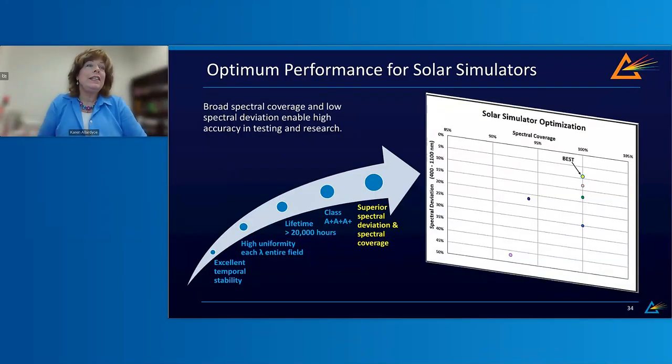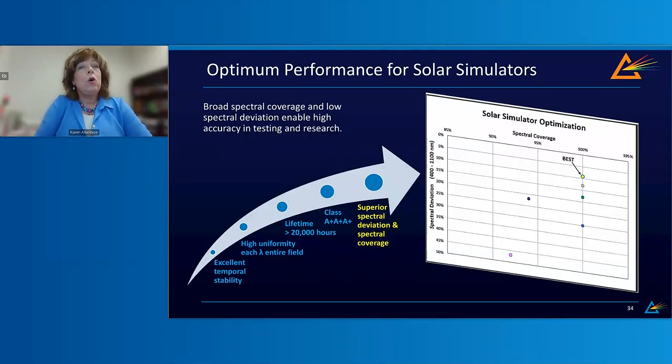So to summarize, what should you look for in your LED solar simulator? Well, whatever your requirements, broad spectral coverage and low spectral deviation should certainly be highly coveted for accurate measurements. Don't be fooled just by spectral match. High class AAA plus is optimum and speaks to temporal instability, high uniformity, and spectral match. But equally important is long lifetime inherent to an LED solar simulator, but only fully realized when paired with proper thermal management, as we discussed.